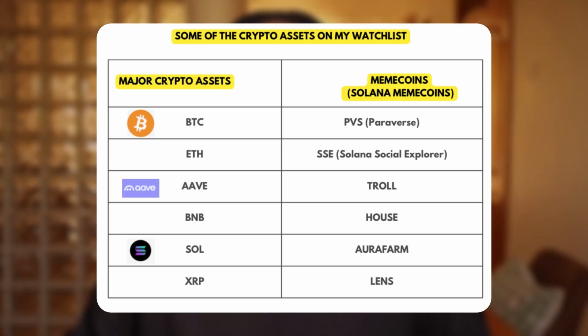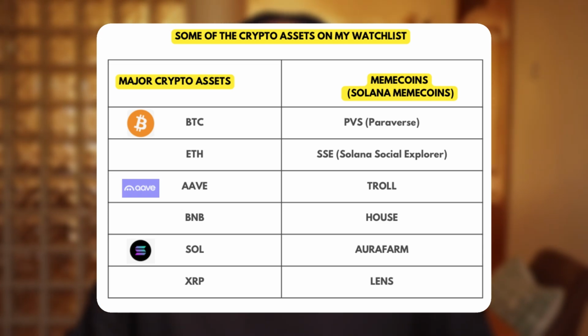So what assets are in my watch list right now? Bitcoin, Ethereum, Aave, XRP, Solana, and BNB. Aave has been the MVP of my portfolio this cycle and is one of my favorite crypto projects, second only to Ethereum. But I've also been dabbling in meme coins as well over the last several months.